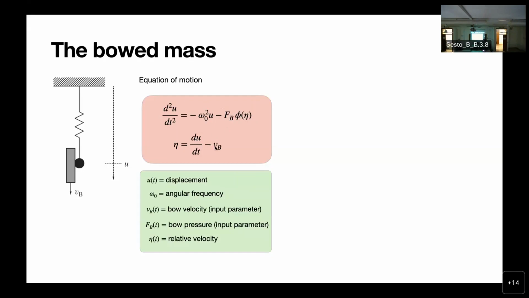Okay? So in these equations, you have two input parameters, which are the velocity of the bow and the pressure of the bow. And then u of t is the displacement that you need to compute, so it is unknown, and you want to be able to calculate u, or better, to know how u evolves over time. And omega naught is just the ratio of the stiffness of the spring and the mass, okay? So this is how you set up the equation of motion, really, really simple.